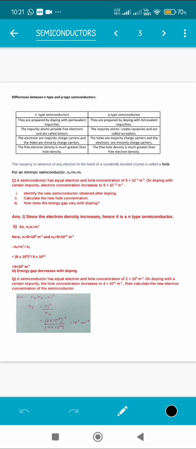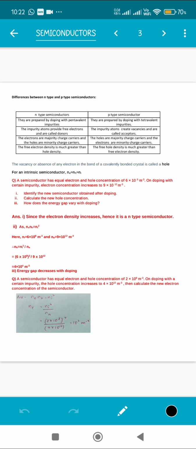They are giving electrons. And in case of P-type semiconductors, since they are creating some vacancy, they are known as acceptors. Okay. The electrons are the majority charge carriers and the holes are the minority charge carriers. Naturally, electrons are more in number, so they are called the majority charge carriers, and holes are called the minority charge carriers. In P-type semiconductors, it is just the opposite. Since the number of holes are more, the holes are the majority charge carriers, but the electrons are the minority charge carriers. The free electron density is much greater than hole density. Already told you about it. Similarly, in P-type semiconductor, the hole density will be more than the electron density, right?